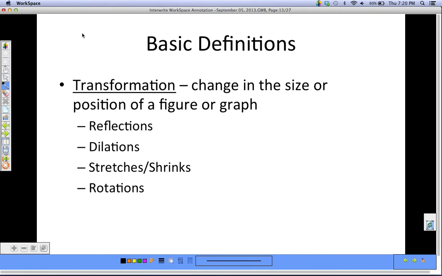The basic definition of a transformation is that it changes the size or the position of a figure or graph. Great news! You've already done that in geometry. We talked about reflections, dilations, stretches, shrinks, rotations, all that fun stuff. We're going to talk about it again, but this time instead of doing it to a figure like a square or a rhombus, we are now doing it to our equations.